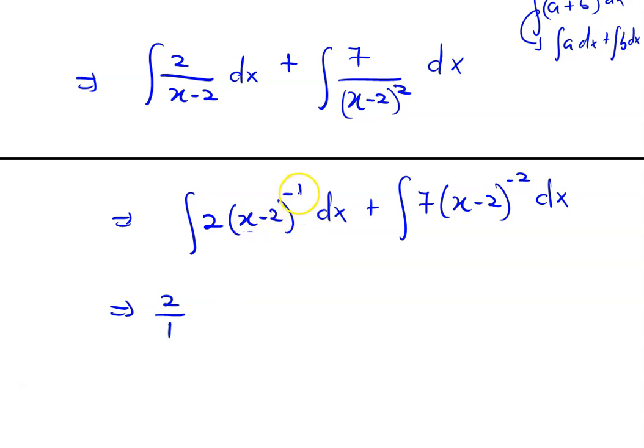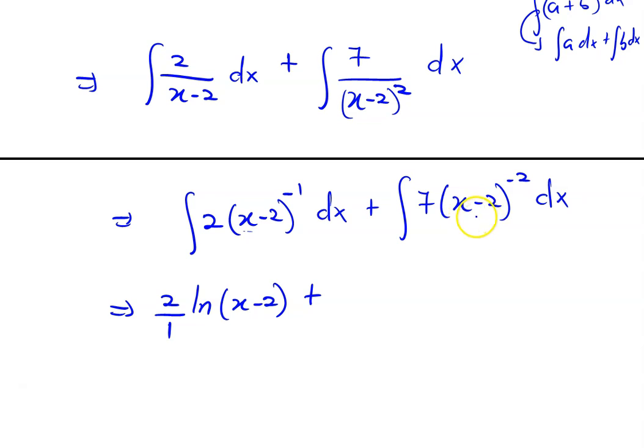Then, when this exponent minus 1 is the same as what? Ln. So I'm going to get ln of (x minus 2). Right? Yes. So, we are done with the first one. Then plus the second one.